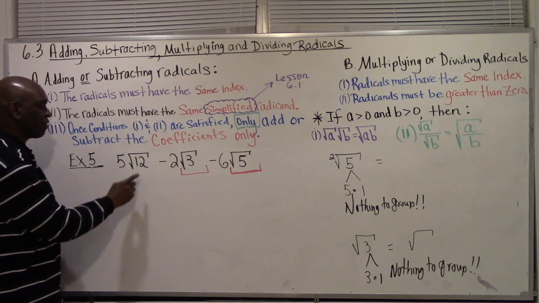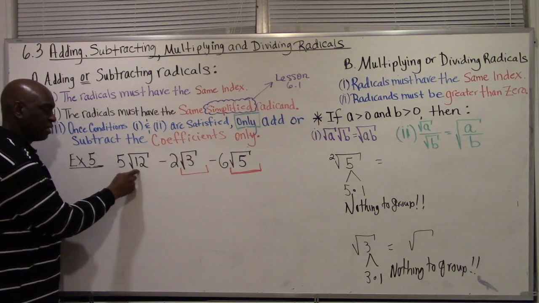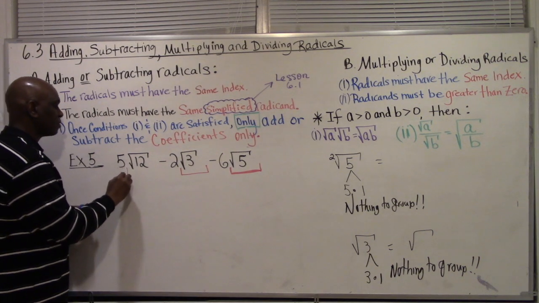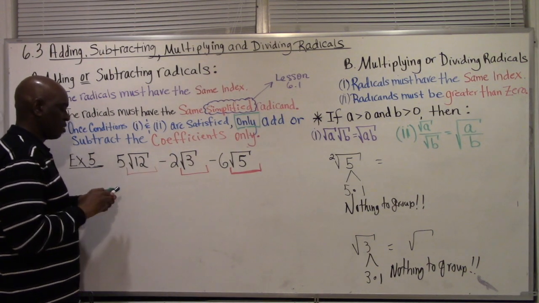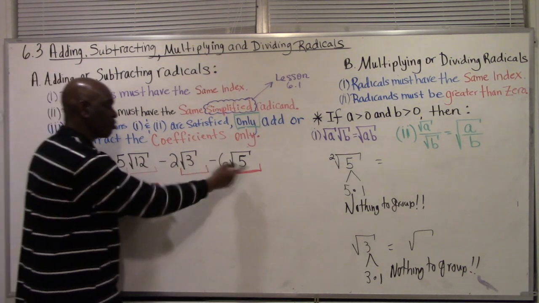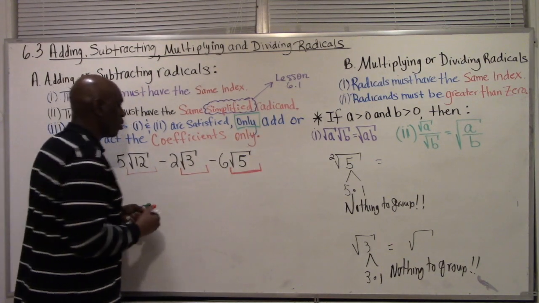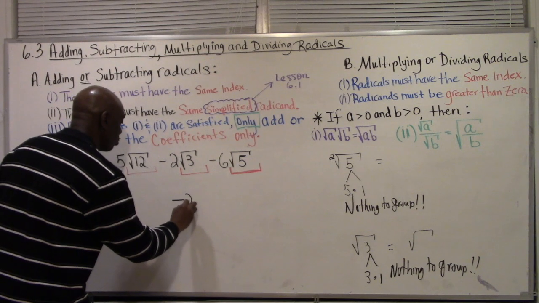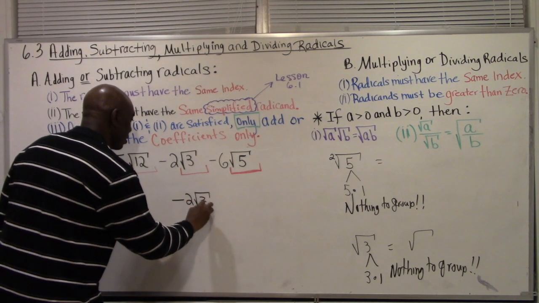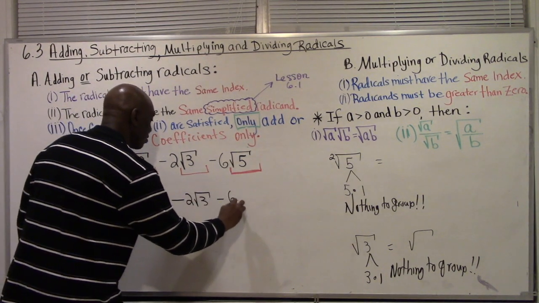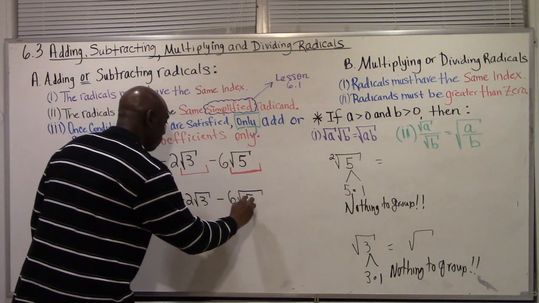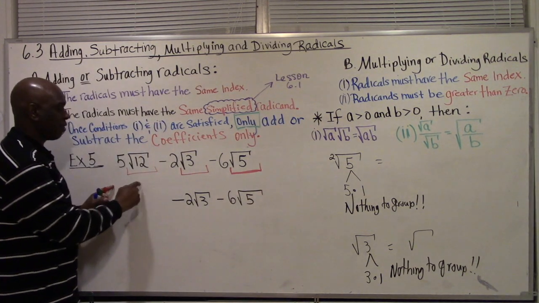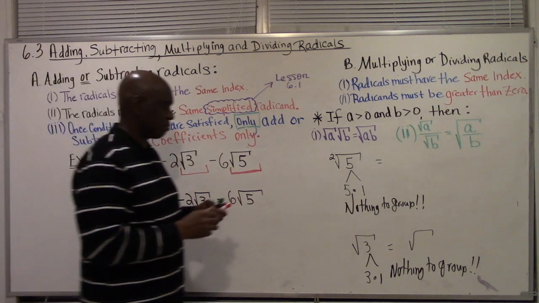Now, how about this fella? Now let's work on this one. So far, these first two, there's nothing we can do. We're going to bring them straight down. Minus 2 square root 3 minus 6 square root 5. Nothing we can do with those two. How about this guy right here?